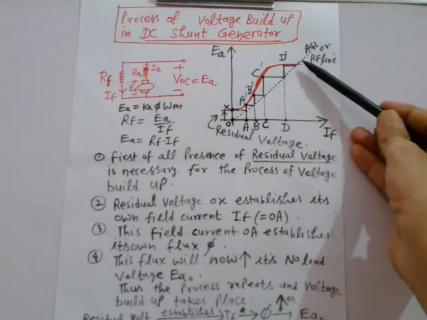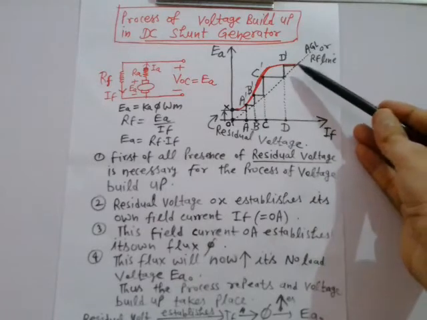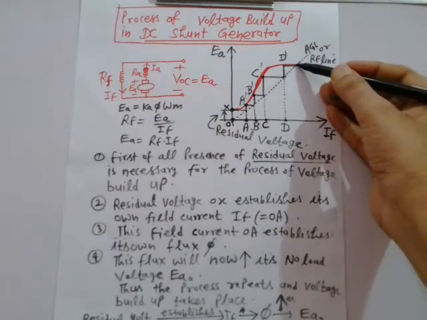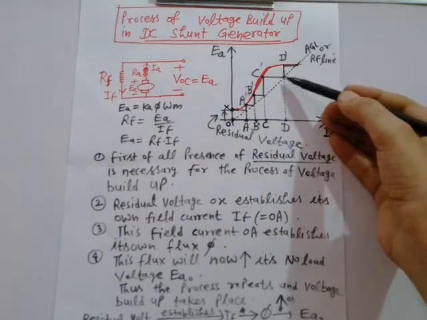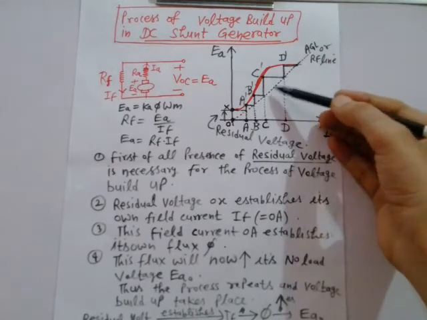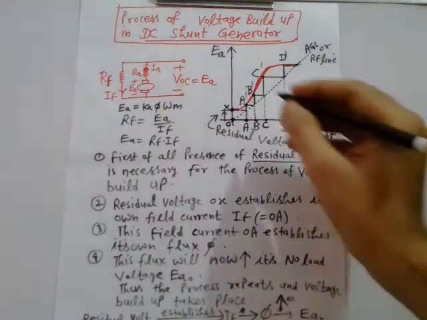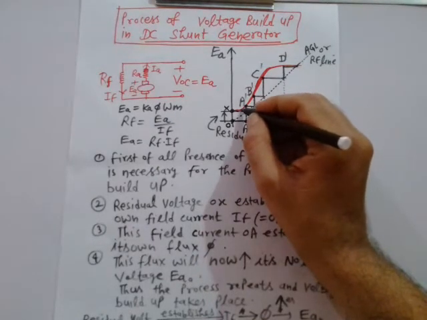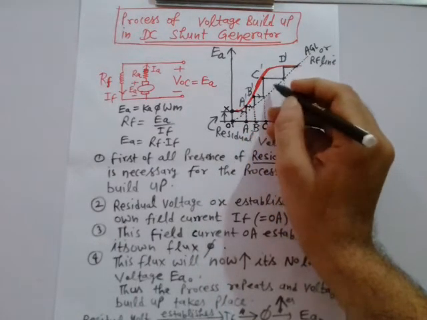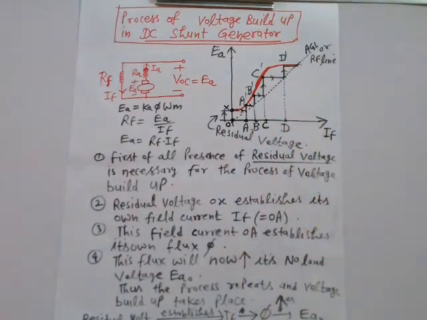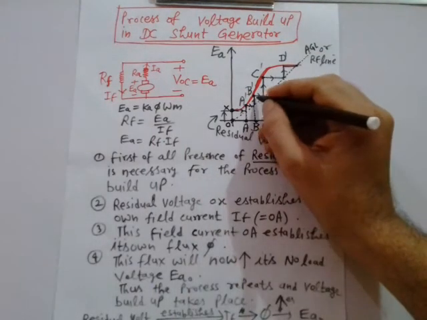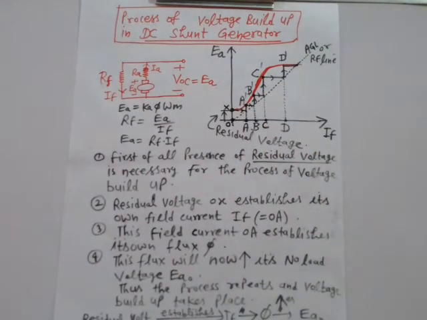So this process takes place till this point, where this open circuit characteristic, this red one, coincides with this air gap line, this dotted black one, right? So that's how voltage build-up takes place. That means from here to here to here to here, like this, voltage build-up takes place in a DC shunt generator. And what is the most important condition for this process of voltage build-up? It is the presence of initial residual voltage, right?